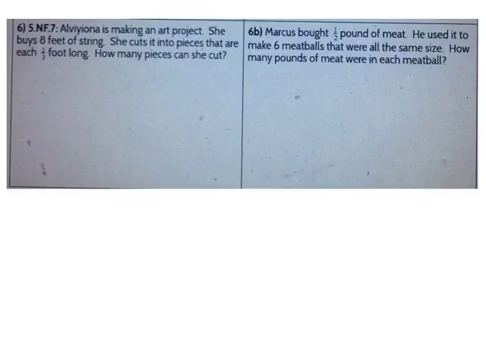What operation am I using in this problem? This is a division problem because Alviana is equally splitting string. What's being split up? The 8 feet is being split up. So what's the division problem? It's 8 divided by 1/3.